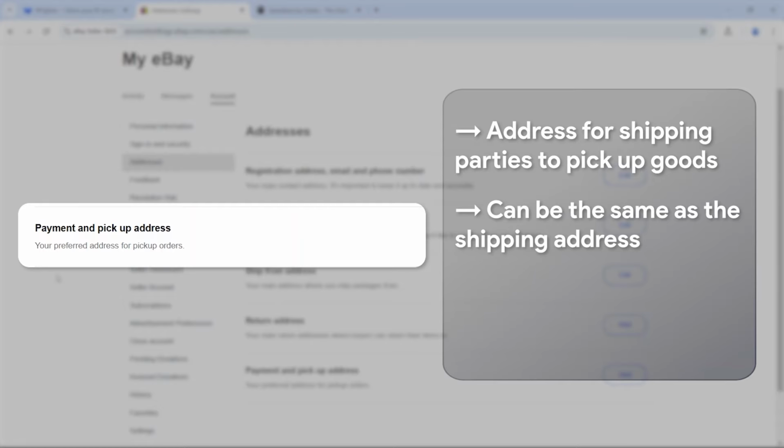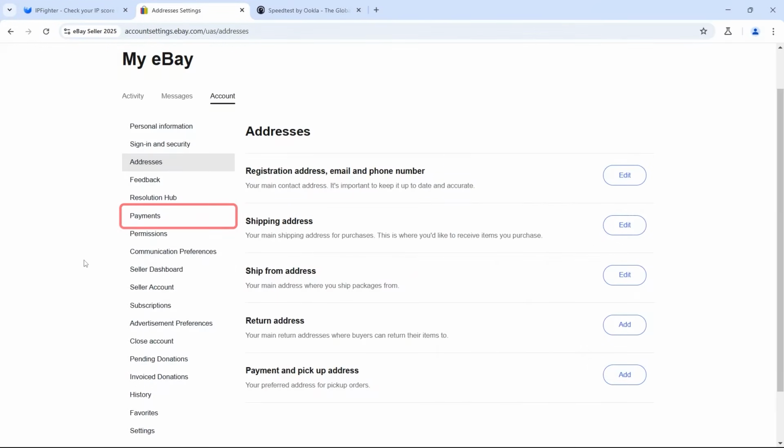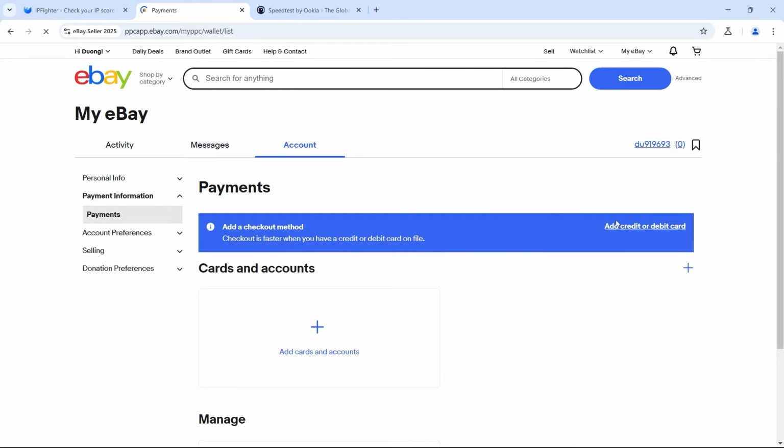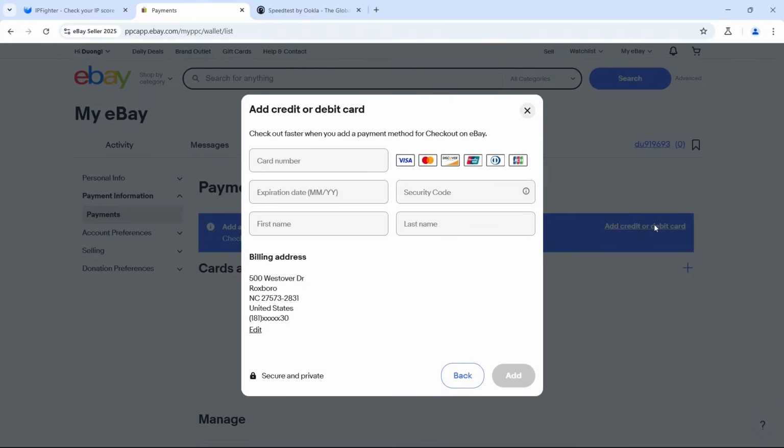If doing pod, dropshipping, you do not need to fill in this address because the provider will deliver directly to the customer. In addition to address information, you will need to provide payment methods. There are 2 types of cards that need to be updated. A Visa card or credit/debit card to allow eBay to charge monthly fees.